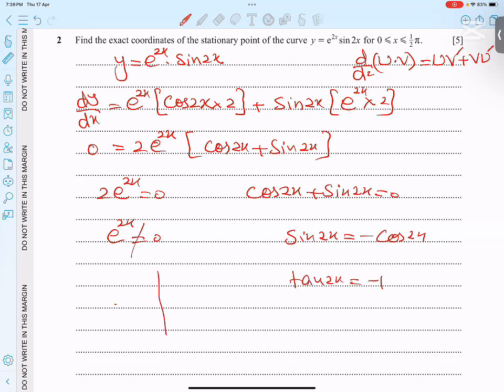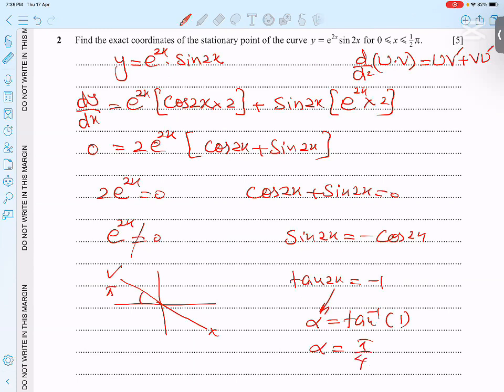And tan is negative here and here. He said exact coordinates of the stationary point, and he said first quadrant, so this we have to ignore. I will take only the first one. If I take this as alpha, alpha is the principal angle. Don't take negative. I got pi by 4, and pi by 4 I'll make it here, and the second angle I should leave.